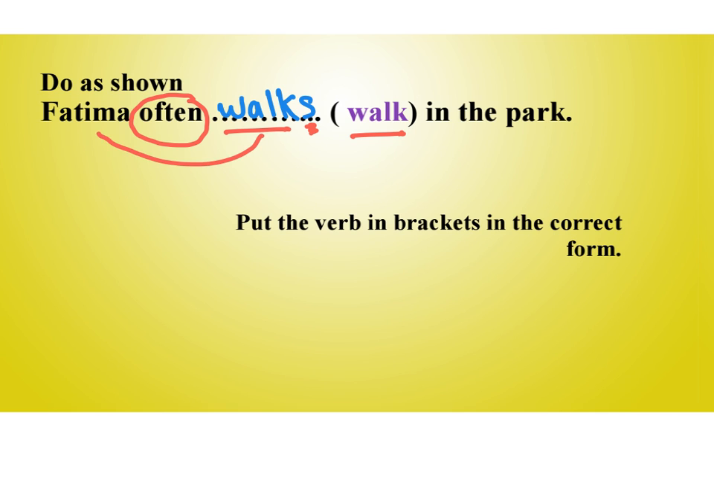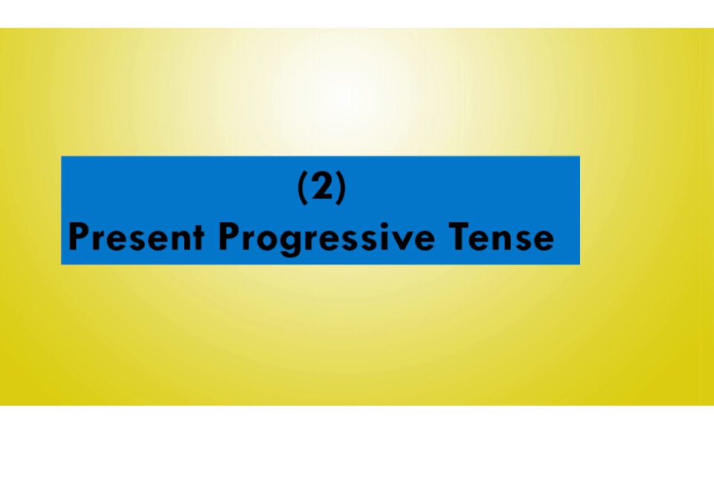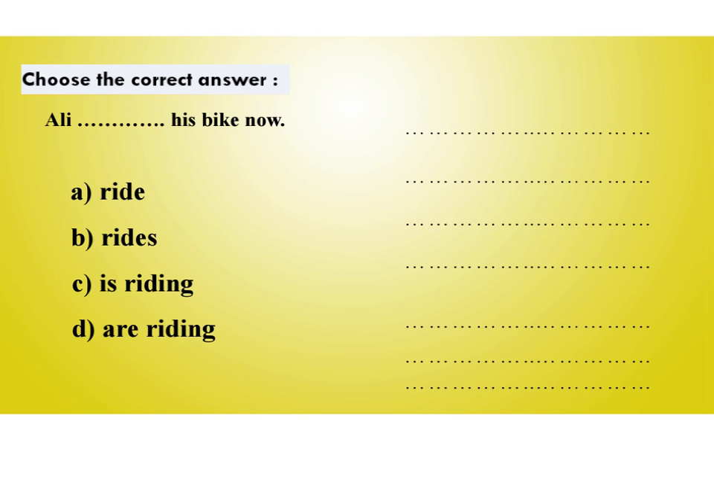Let's go back to the subject. Fatma. Fatma means she. And with he, she, and it, we add s to the verb. So the correct answer is walks. Number 2, present progressive tense. Now read the question carefully, stop the video, and think of the answer.